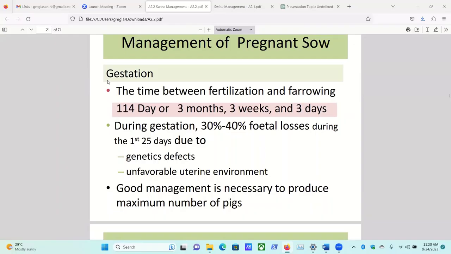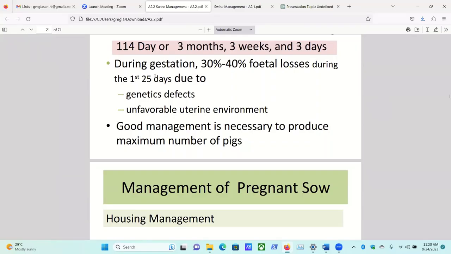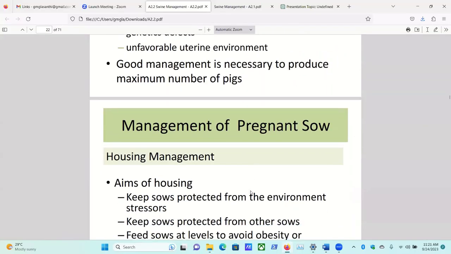So the gestation period of the swine is 114 days. Simply put, it is 3 months, 3 weeks and 3 days. During this gestation period, 30 to 40 percent fetal losses can happen in the first 25 days, at the initial stage, due to genetic defects and unfavorable uterine environmental conditions. So, to avoid this, good management practices are necessary.